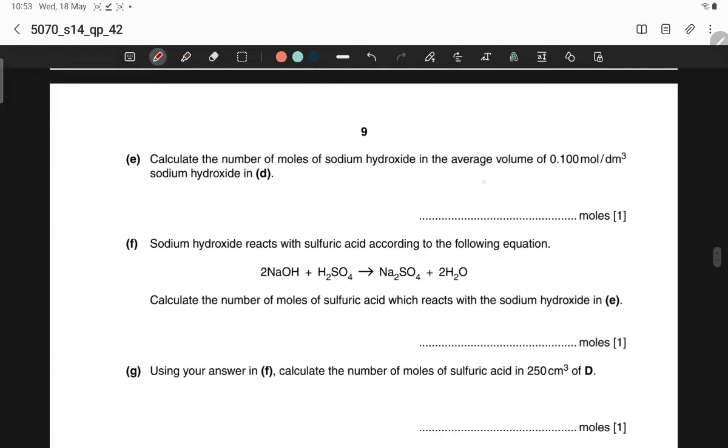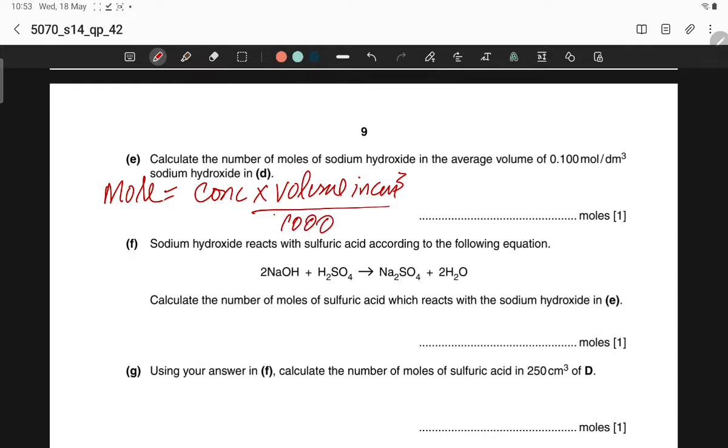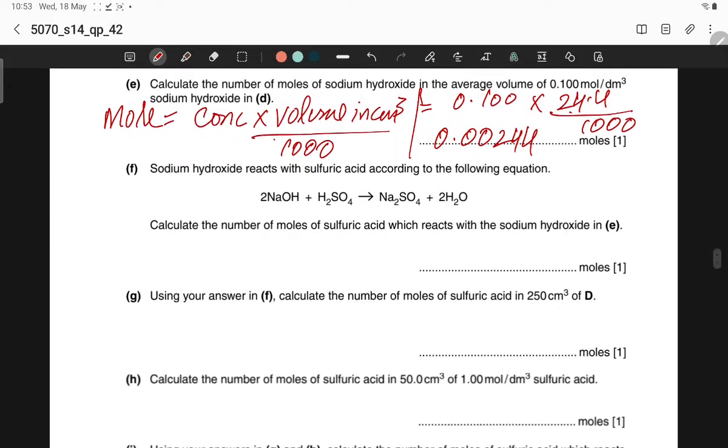Calculate the number of moles of sodium hydroxide in the average volume of 0.100 mole per dm cube sodium hydroxide. Mole is equal to concentration times volume in centimeter cube divided by 1000. So this is 0.100, the concentration, multiplied by 24.4, the volume, divided by 1000. So this is 0.00244.